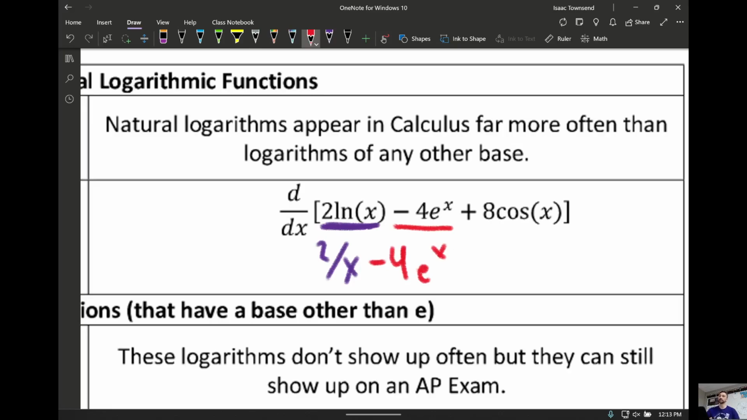Okay, e to the x is still e to the x. And then the last part, very good, minus 8 sine x, because the derivative of cosine is negative sine. So very much can do more than one of these at once.